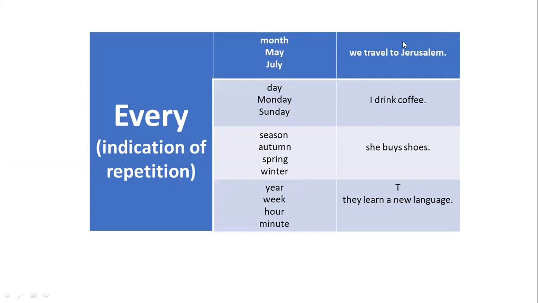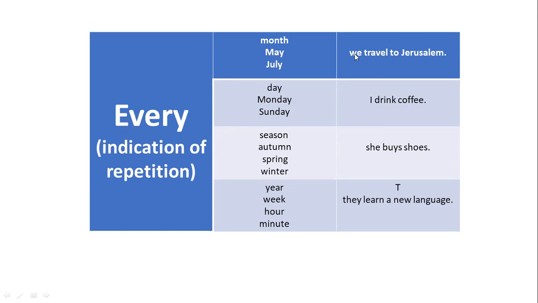This is a chart to remind you that if there is an indication of repetition, for example, every month, every May, every July, every October, every January, every February, or every day, being specific, every Monday, every Sunday, every Tuesday, every Wednesday, every Friday, every season, every autumn, every spring, every winter, every year, every week, every hour, every minute, we use the present simple to indicate this habit.